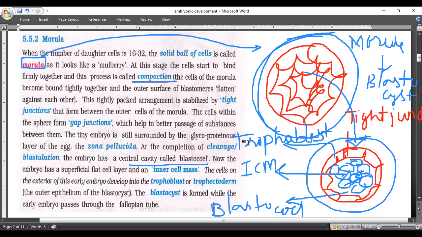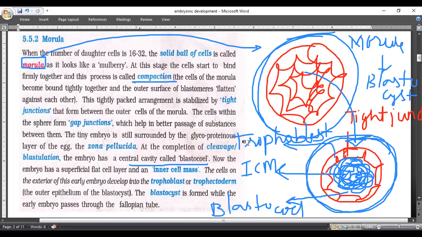The cells within the sphere form gap junctions. Here in this area, gap junctions are formed, which help in better passage of substances between them. The tiny embryo is still surrounded by the glycoproteinous layer of the egg, the zona pellucida. This is the zona pellucida.